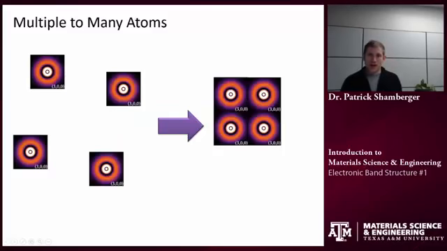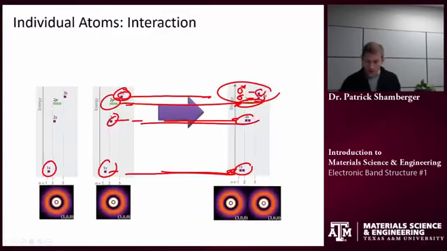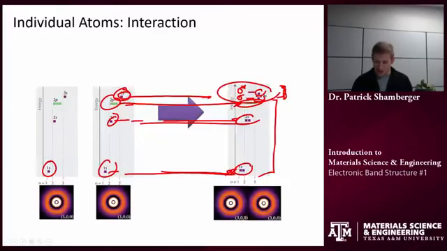What happens if I start combining more and more orbitals? I'm going to really only focus on this highermost energy level from here on out. All of these core level orbitals don't interact, and they don't change.